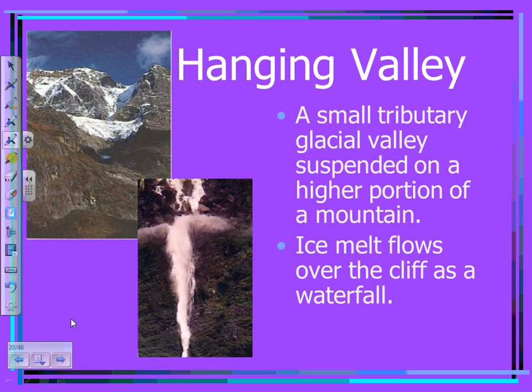A hanging valley is typically a smaller glacier valley that got trapped or suspended on a higher part of the mountain, and the ice melt will flow over the cliff as a waterfall. Yosemite Falls is a classic example of a hanging valley that formed there. At one time there was a lot more snow and ice there, and that snow and ice got trapped at a higher elevation. You can expect that to happen here as this area melts. It'll create a waterfall in this area.